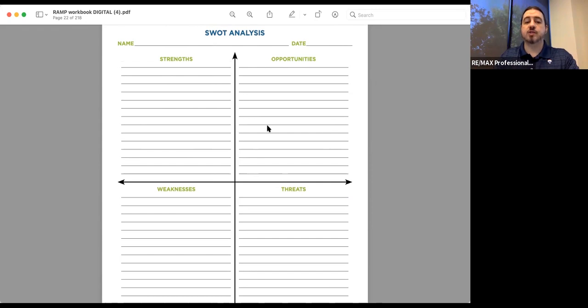What I would suggest that you do, though, on this blank sheet is above strengths here, go ahead and write internal, above opportunities here, write external. So you can just kind of, again, remind yourself what those columns are, what those quadrants are looking at.